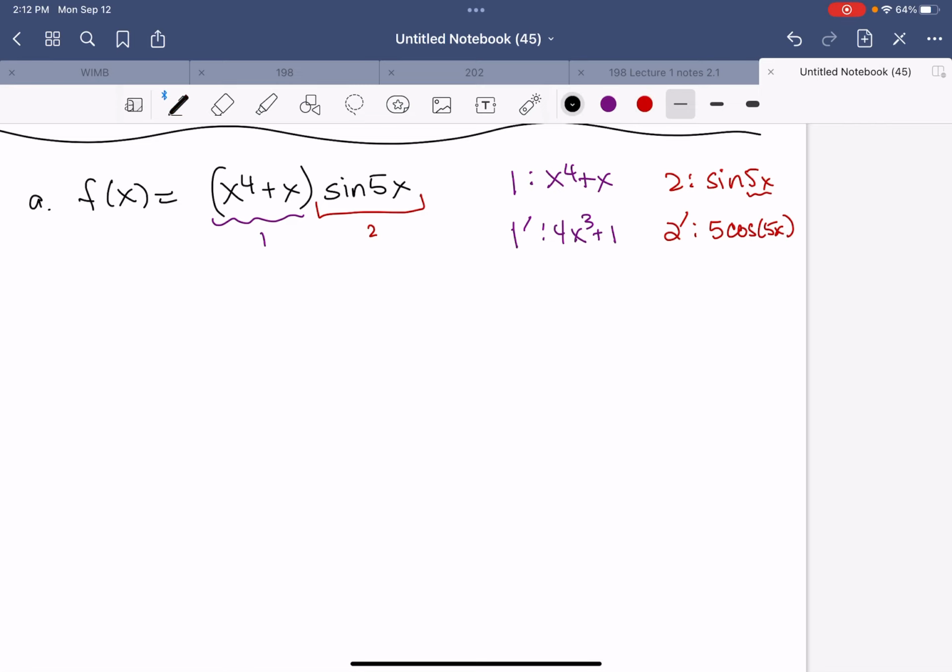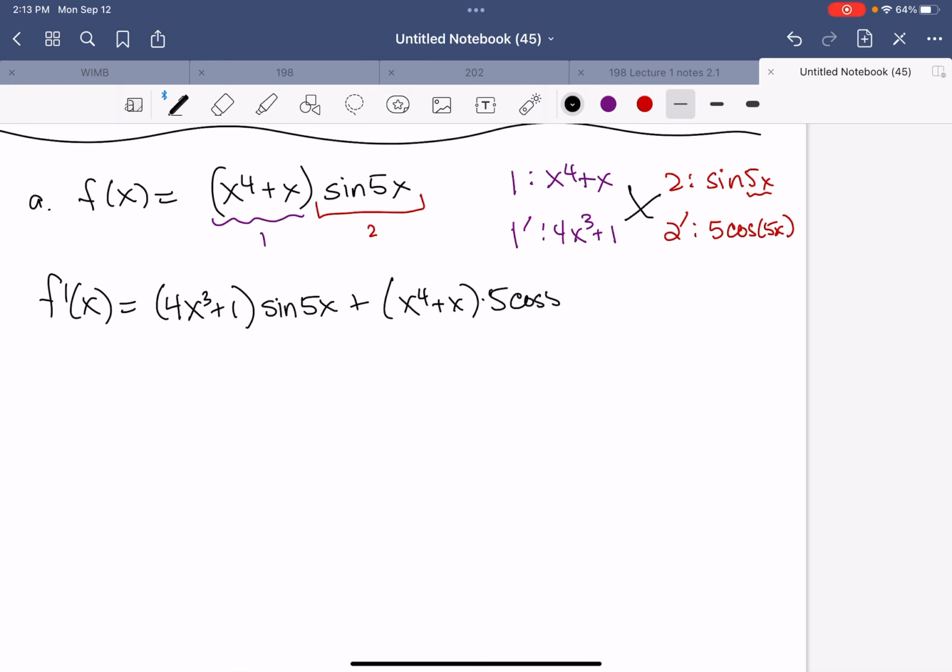So when you put that all together, for your first derivative, you want 1 prime 2. So you want 4x cubed plus 1 times the sine of 5x plus 2 prime 1, x to the 4th plus x times 5 cosine of 5x. And now we're going to repeat that 2 more times, one for each of those terms, because again, in each term we have a product and a chain rule.